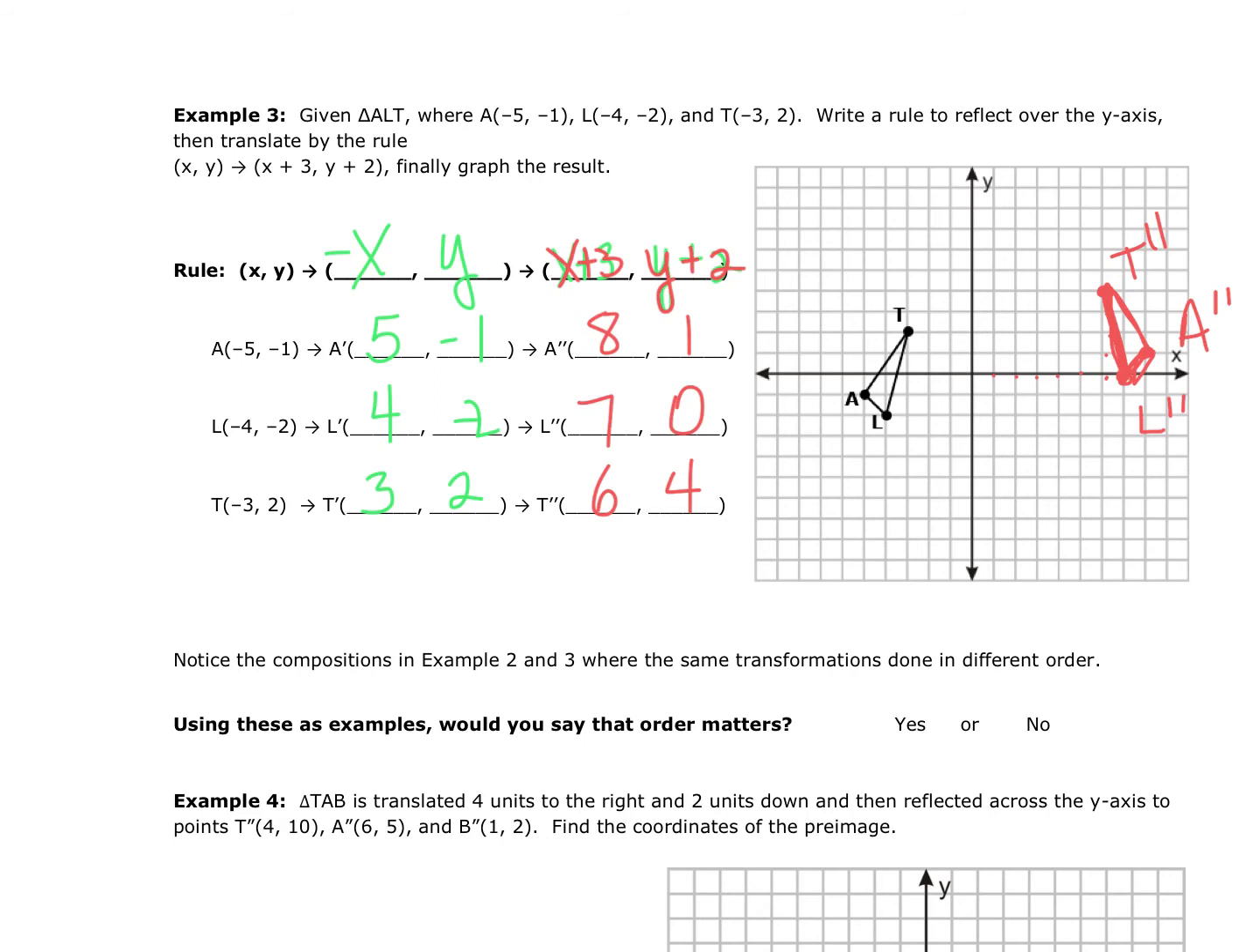All right, so notice in examples 2 and 3 were the same transformations, but done in a different order. So see this transformation here? And let's look, this one is not, because we flipped it and then moved it, which is different than moving it and then flipping it. So using these as examples, would you say that order matters? Yes. Order matters.